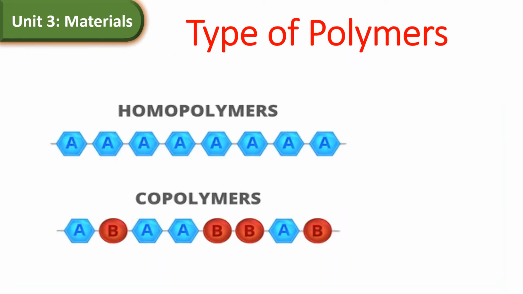Okay, now let's go to the second classification of polymer, which is according to the type of monomers. There are two types of polymers here. We have your homopolymers and copolymers. If you talk about homo, it means one or the same.